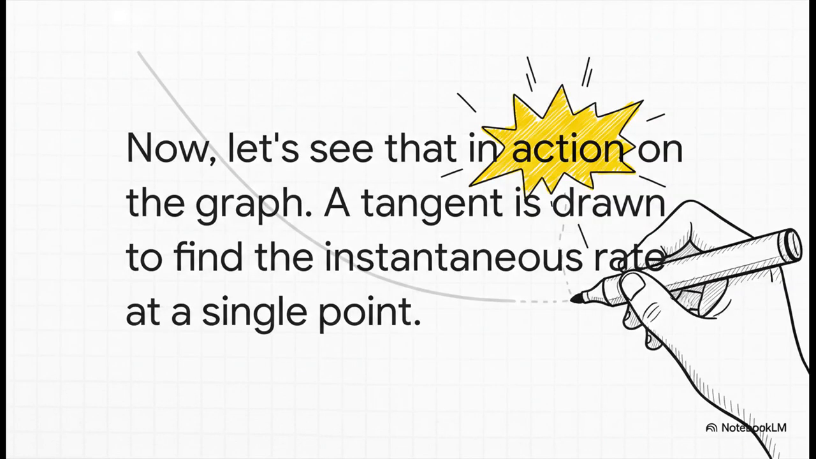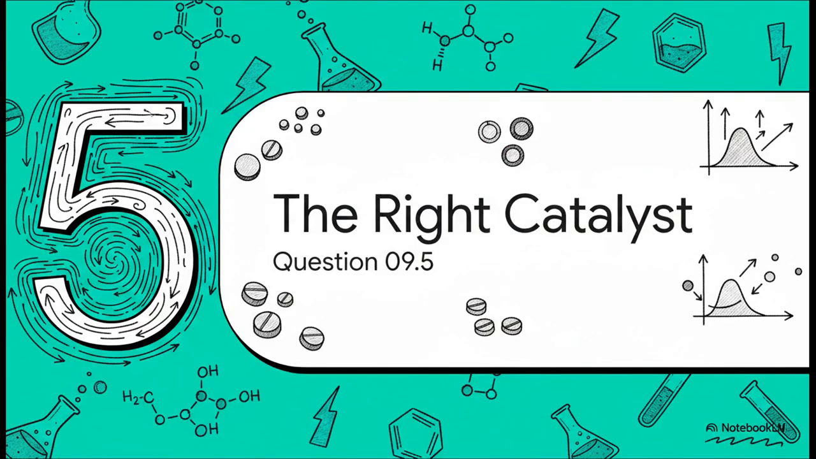So on your exam paper, you'd literally take your ruler out, carefully draw a straight line that just glances off the curve at 80 seconds, pick 2 points on that line that are easy to read, and then calculate the rise over run, making sure to round your answer at the end. We're on the home stretch now. Let's move to the final piece of question 9.